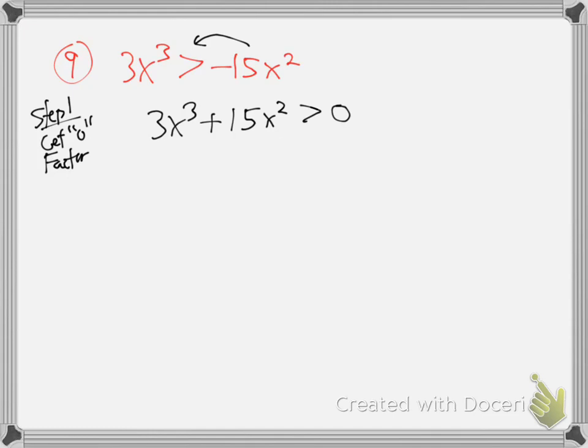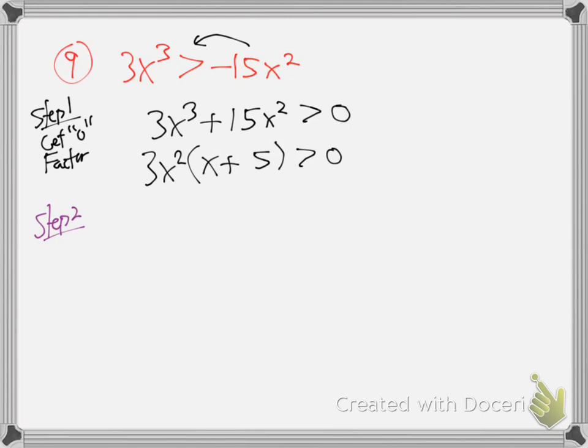Okay, so we got to factor. You can take out 3x squared. Yeah, good with the factoring. Take out the greatest common factor, 3x squared. Is that good like that? Remember that? All right, take out what's in common. So there's step 1.